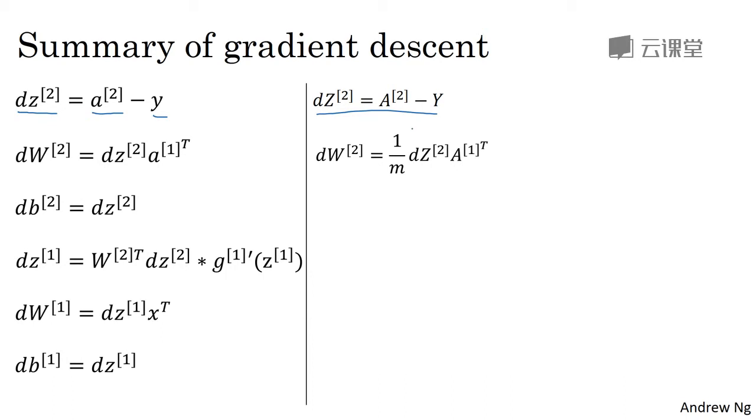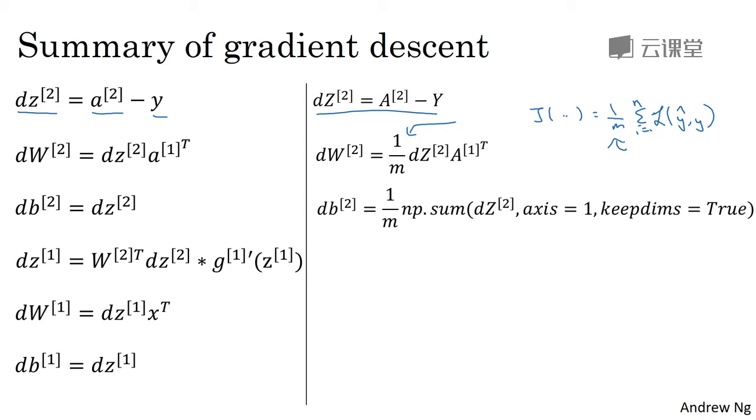There is this extra 1 over m because the cost function J is this 1 over m of the sum from i equals 1 through m of the losses. And so when computing derivatives, we have that extra 1 over m term, just as we did when we were computing the weight updates for logistic regression. And then that's the update you get for db2. Again, sum of the dz's, and then with a 1 over m. And then dz1 is computed as follows.